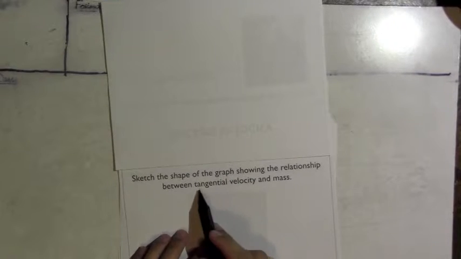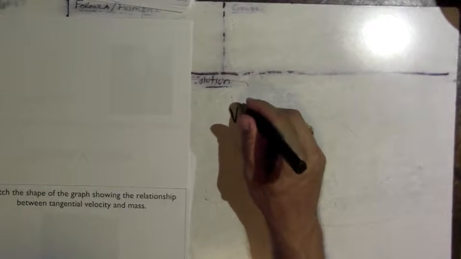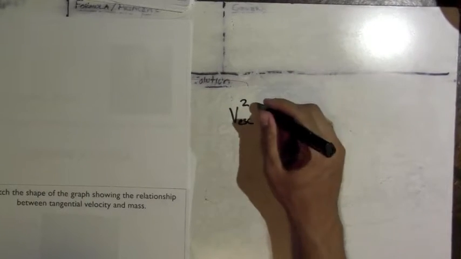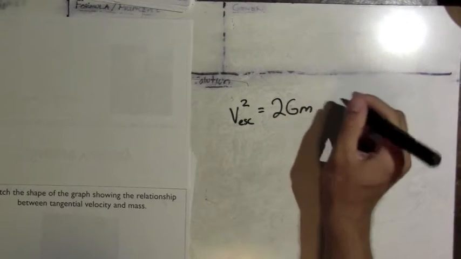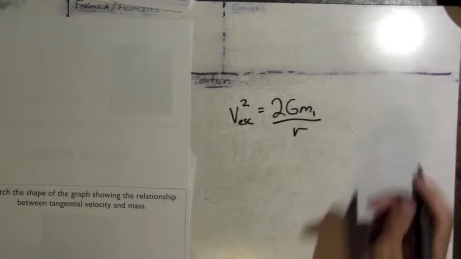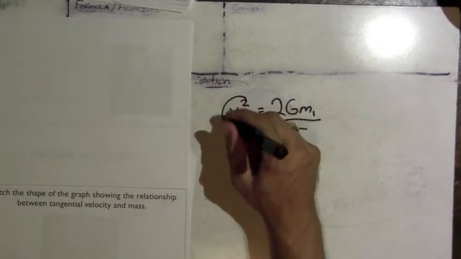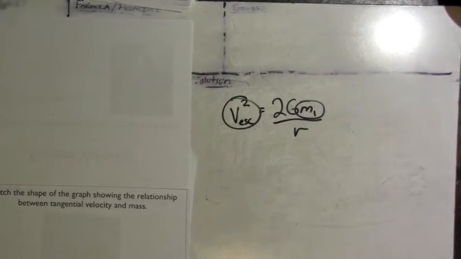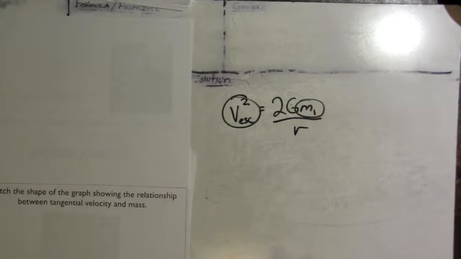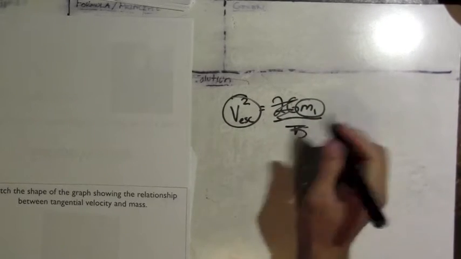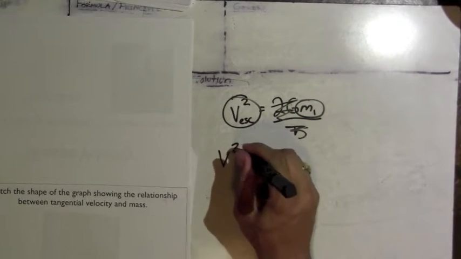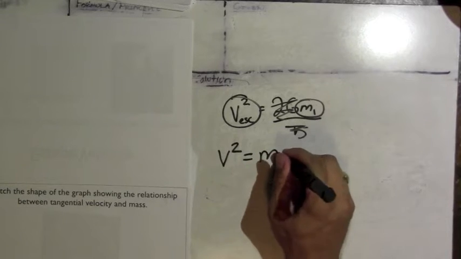Okay, in this question it says, sketch the shape of the graph showing the relationship between tangential or escape velocity and mass. And so what we've seen is velocity squared, we're going to call it escape velocity, is equal to 2GM1 over r. Now, if we were looking at the graphical relationship between two variables, we circle those variables. Those are the two variables that we're interested in. So in this case, everything else goes away, and what I'm left with is v squared is equal to m1.